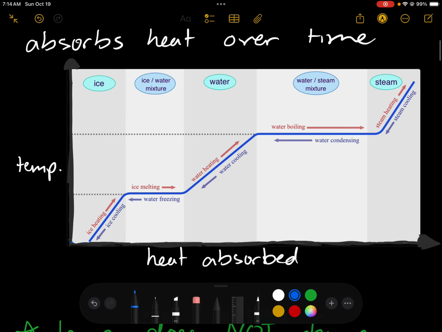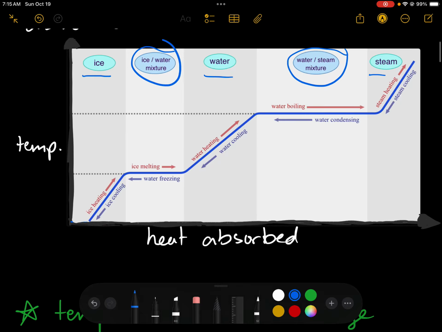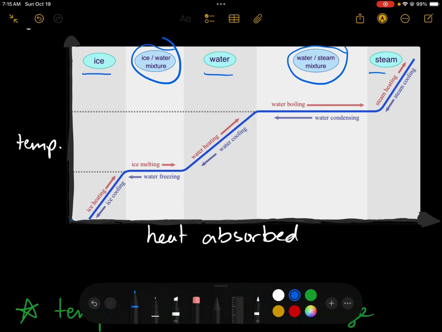This graph is specifically the heat curve for water. You can see that the phases of water are labeled up at the top, as well as these bits here, which are specifically what's happening during a phase change. So let's look at our axes really quickly. Our x-axis of any heat curve is always going to be the heat absorbed over time, and our y-axis is always going to be the temperature of that substance.